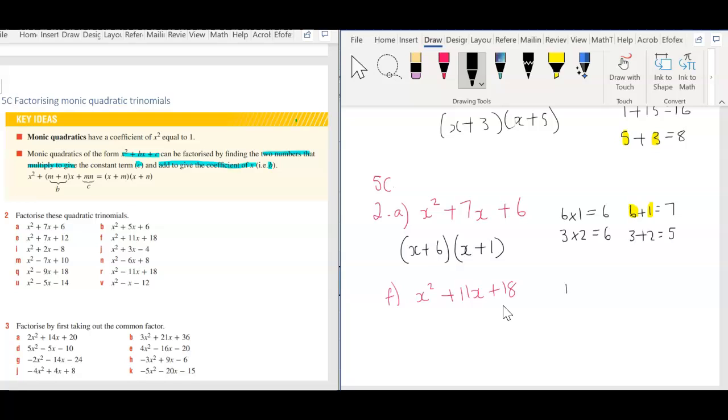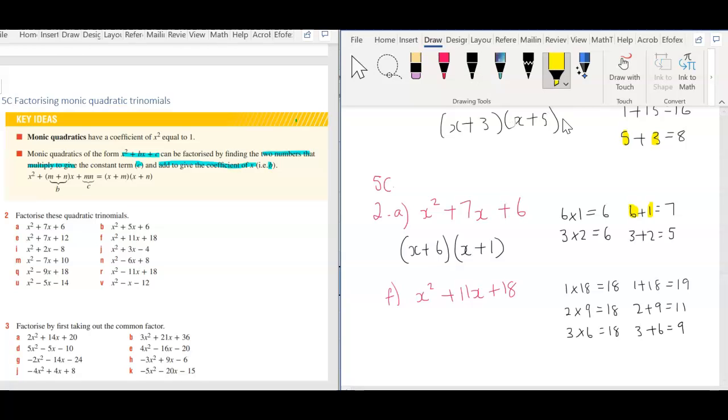So we've got obviously 1 and 18. That gives you 18. But what does that add to? Adds to 19, and we want 11. Another factor pair is 2 and 9. That gives you 18, and when we add it together, we get 11. I could have done another one, so we know that 3 times 6 also equals 18, but when we add them together, we get 9.